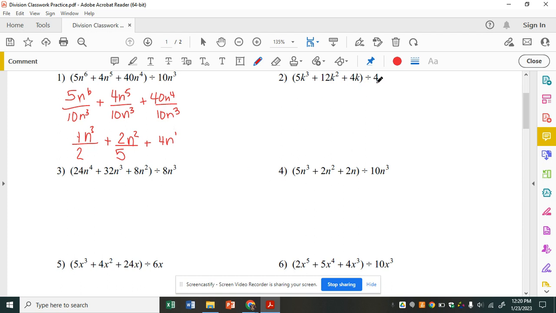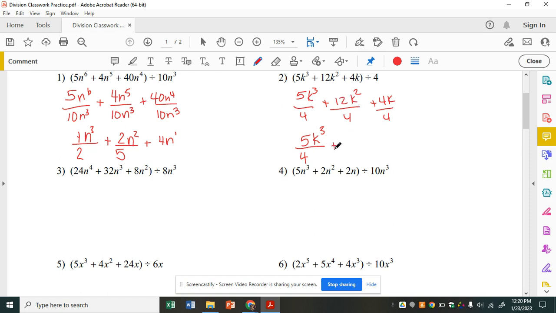Notice on number 2, you don't have any variable that you're dividing by. So really, the only thing that you have to pay attention to on number 2 is your coefficients. So if I set up 5k cubed over 4 plus 12k squared over 4 plus 4k over 4, right? Again, I'm not worried about the k's. I can't simplify this first one, right? 5 and 4 are not divisible by the same thing, so I'm keeping that as 5k cubed over 4, because I can't simplify it. There's no k's, and these aren't divisible.